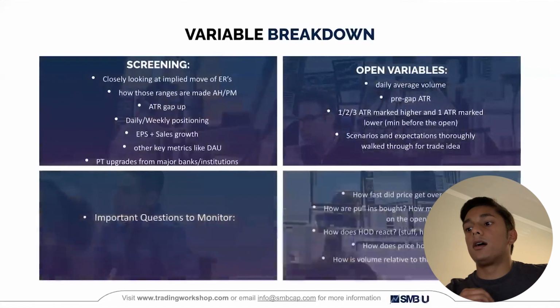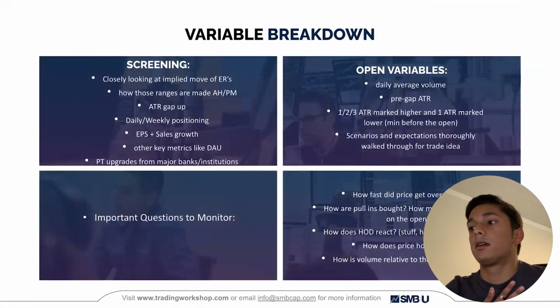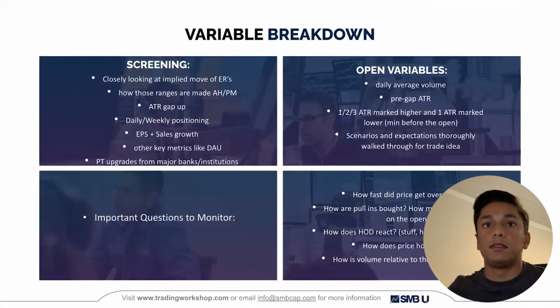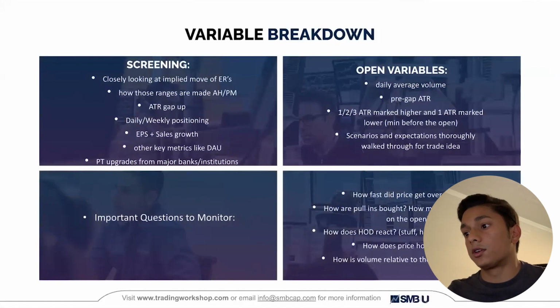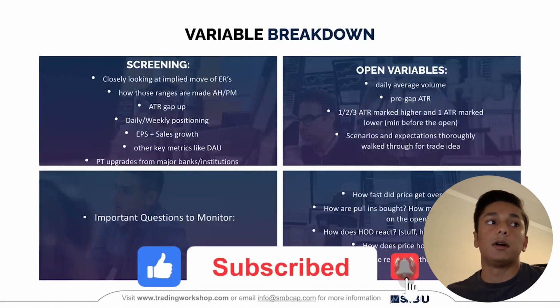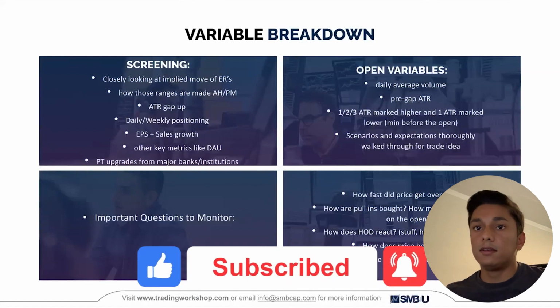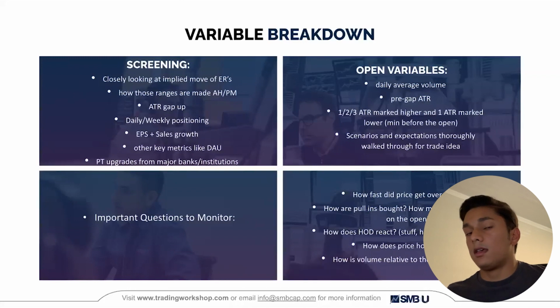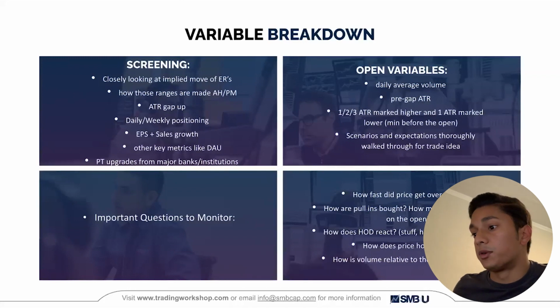So the variables, for the ER specifically for screening, I'm taking a very close look at the implied beat of the earnings, how the ranges are created in after hours or pre-market, what is its ATR gap up, where is it on its daily and weekly chart. And on the fundamental side, we're looking at EPS and sales growth, those beats, and if it's a social media company that tends to have other key metrics like daily active users, that's important as well. And then another form of confirmation that there will be active participants in that name is PT upgrades from major banks and institutions.